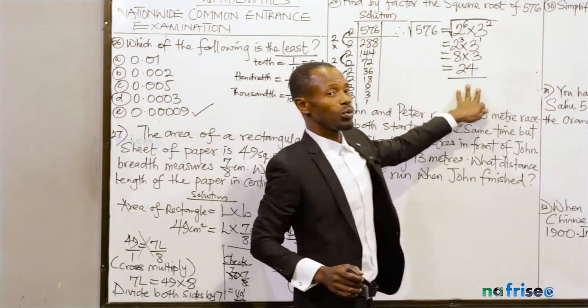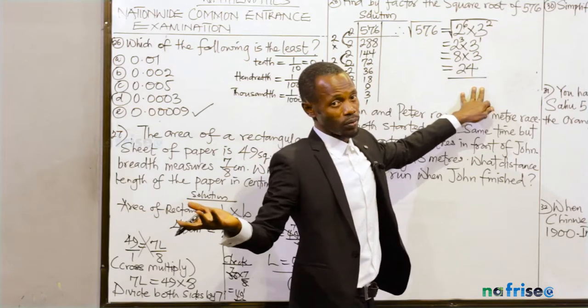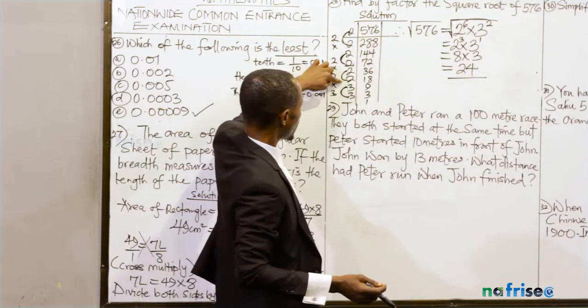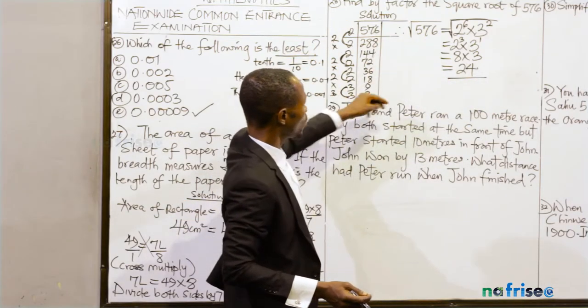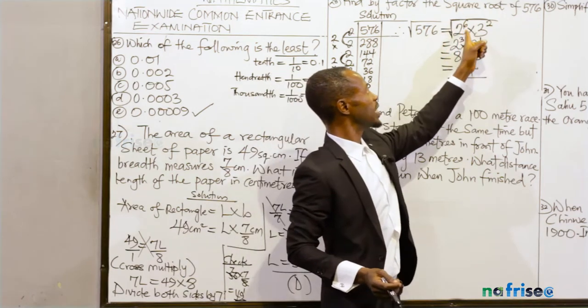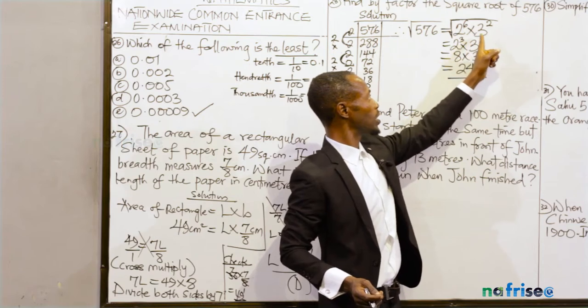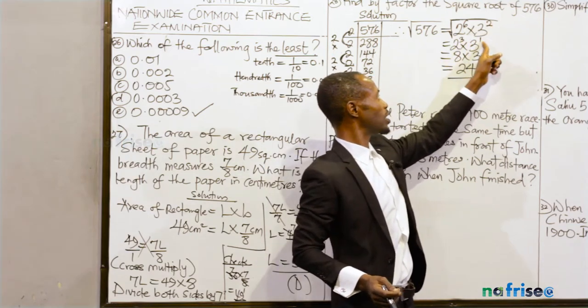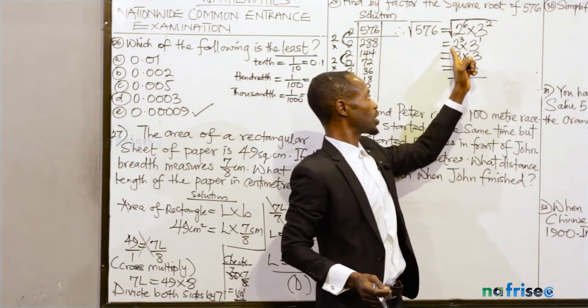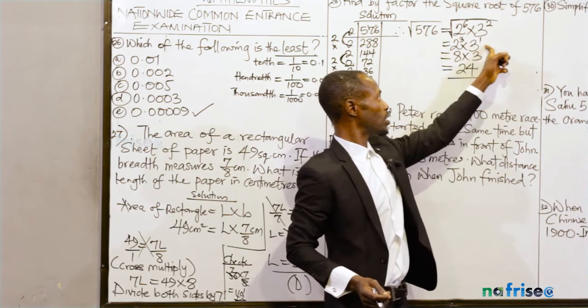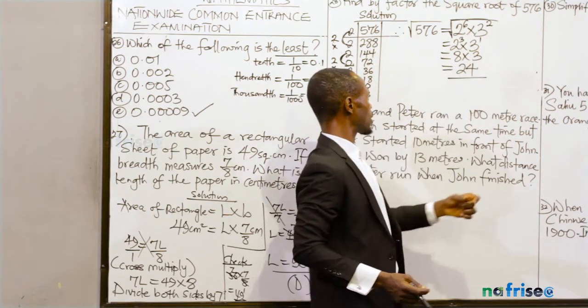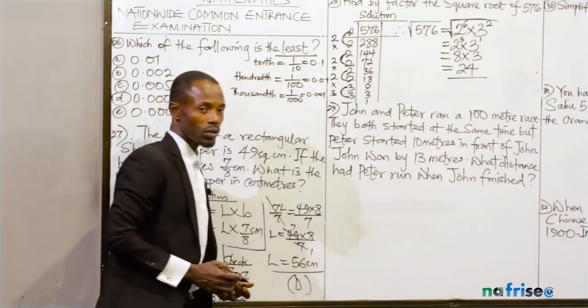If you don't want to go with this method, but I think it's simple. This 2 raised to the power of 6 times 3 raised to the power of 2. If you want to get rid of the root sign, divide the power by 2. Divide this power by 2, you get 2 raised to the power of 3. Divide this power by 2, you get 3 raised to the power of 1. 2 raised to the power of 3 is the same as 8. 3 raised to the power of 1 is the same as 3, so you get it. So whichever method you want to use, you're free to use it.